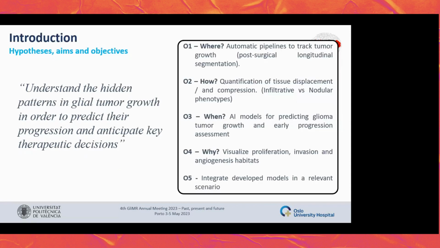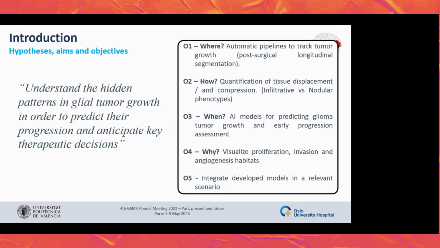So what are the sub-objectives we have? The first one is to understand where the tumor is growing, so we want to segment all the follow-up of the longitudinal data we have. The second is to know how it's growing. Is it growing like a ball, more like a nodular phenotype, or is it a more infiltrative one?